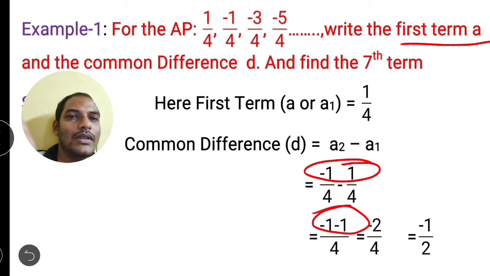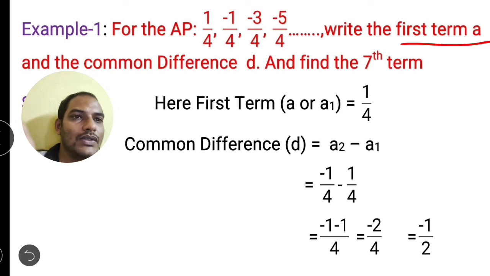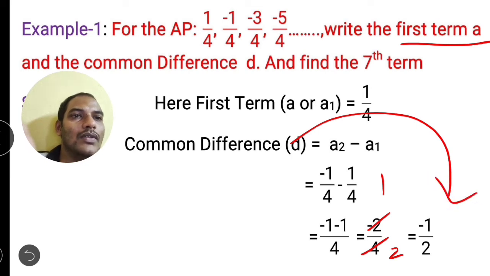Minus 1 minus 1. So what is minus 1 minus 1? Yes, minus 2. So minus 2 by 4. So here you can cancel it. 2 and 4 both are coming in 2 table. So 2 ones are 2, 2 twos are 4. So then the common difference D is minus 1 by 2.